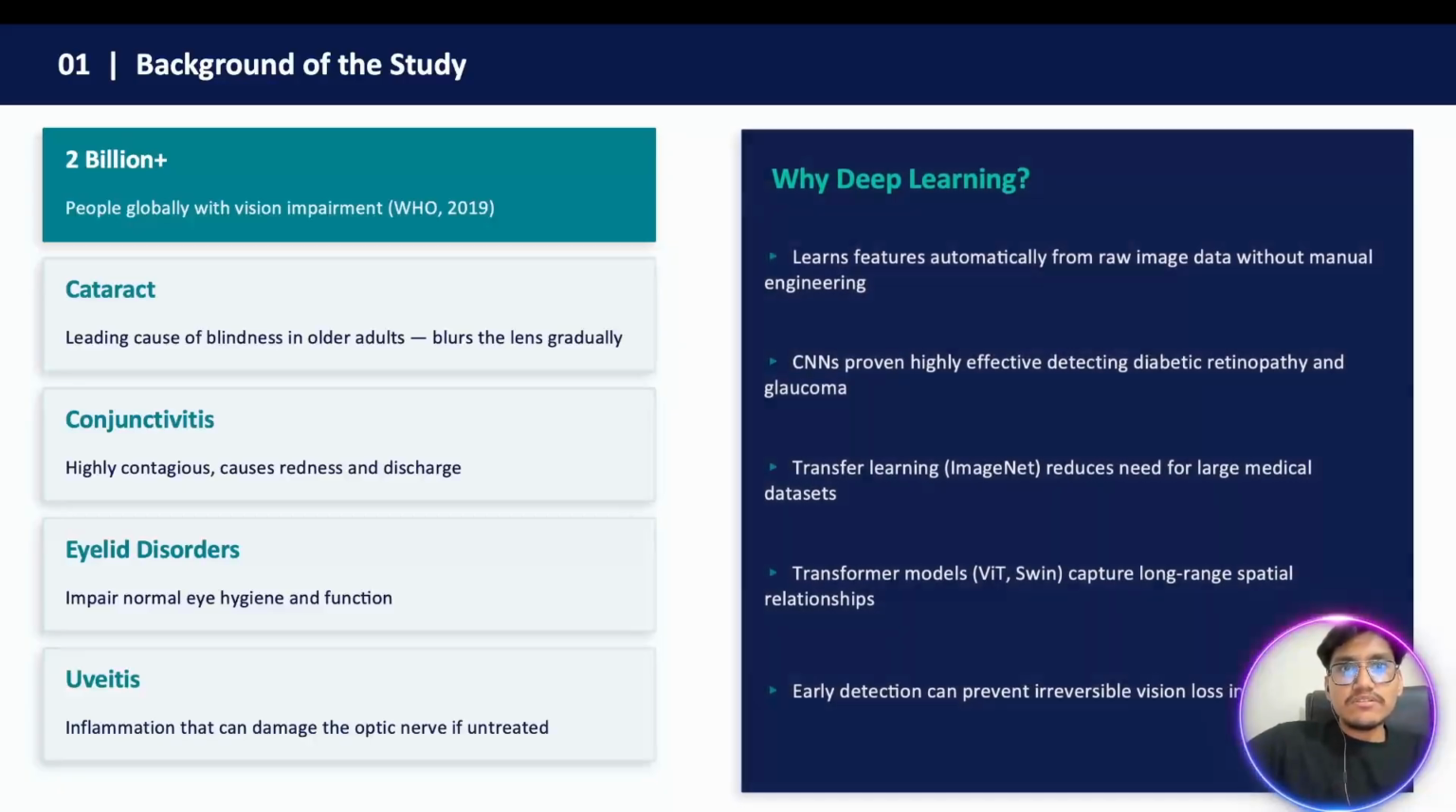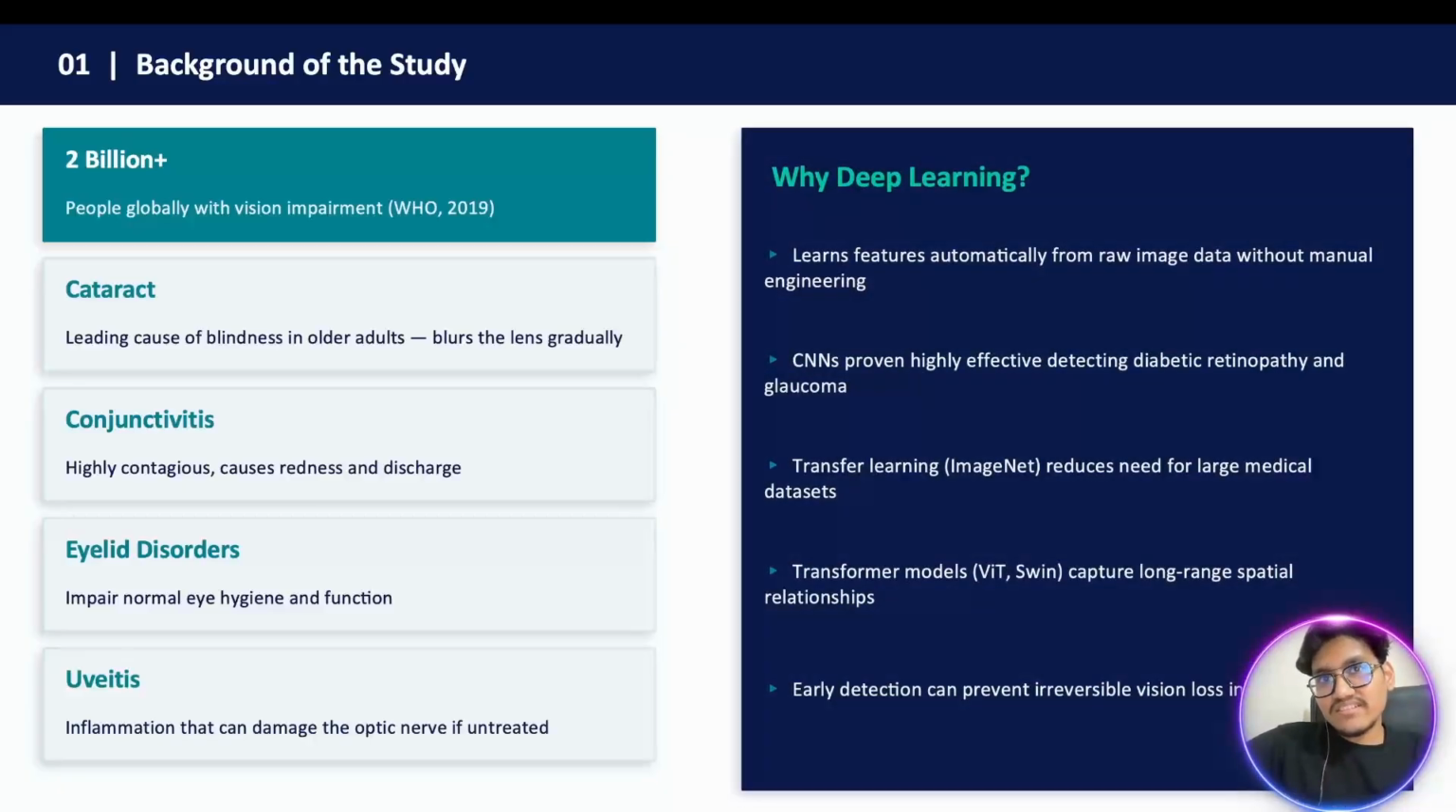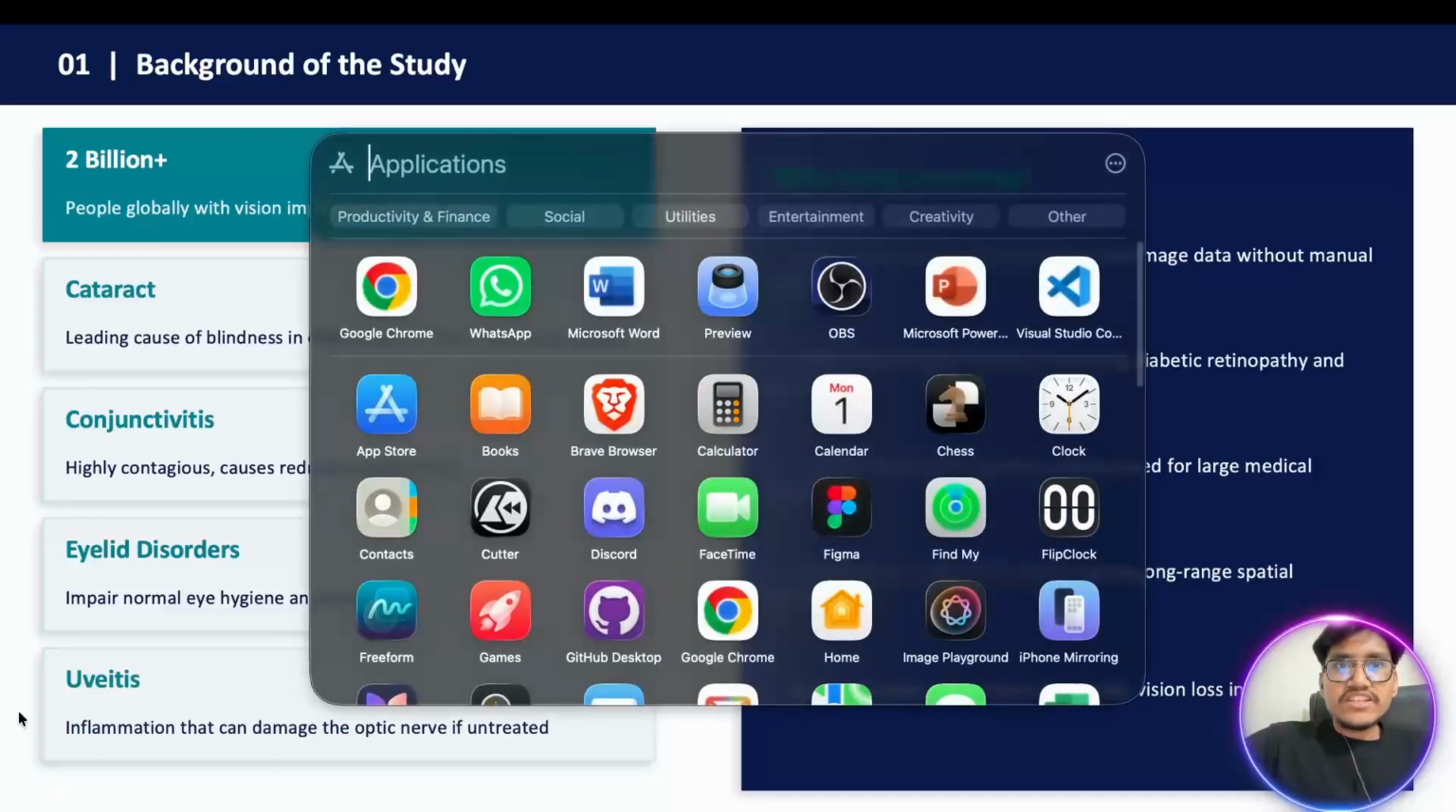So now let's talk about the right side. I want to explain why researchers are turning to deep learning to solve this problem. All of this is a kind of medical problem, so why are we going to deep learning to solve it? First, deep learning models learn features automatically from raw image data. This means doctors do not need to manually define what to look for in an eye image. The model figures it out on its own by training on thousands of available data.